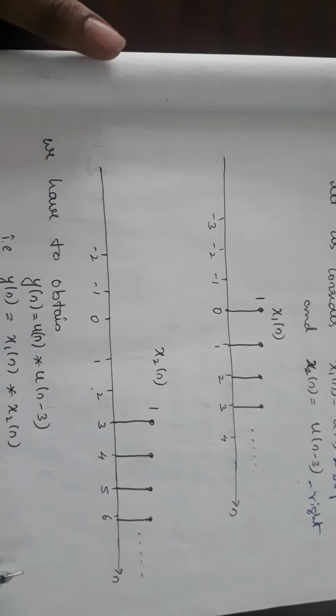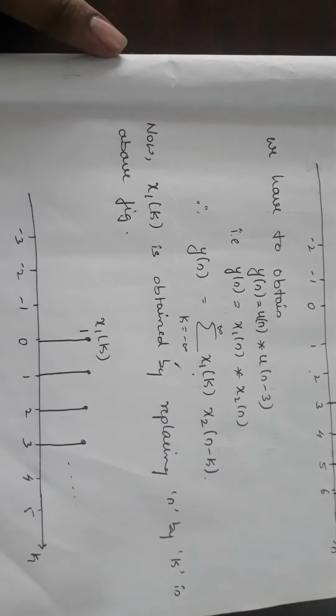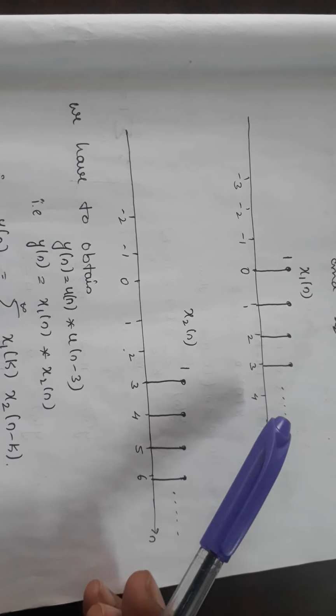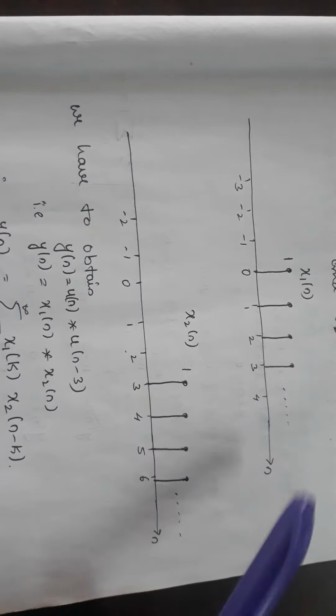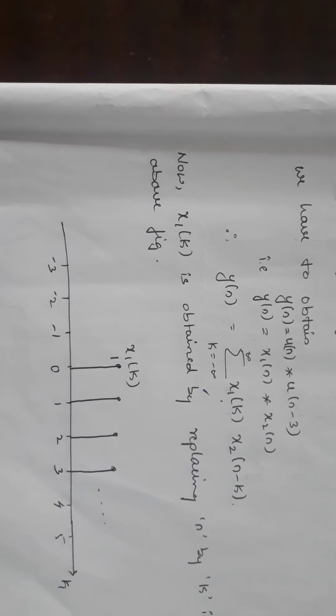Now the first term, x1 of k. x1 of k is obtained by replacing n by k. In the first signal, which is x1 of n, we replace the variable n by k. So we will obtain x1 of k. That is, we obtain the same signal, a step signal from 0 to infinity with the amplitude 1, with the time interval k here. This is your x1 of k, same as your first signal.